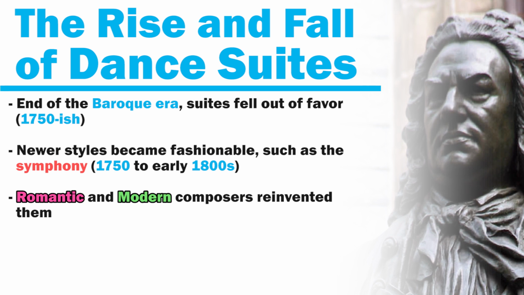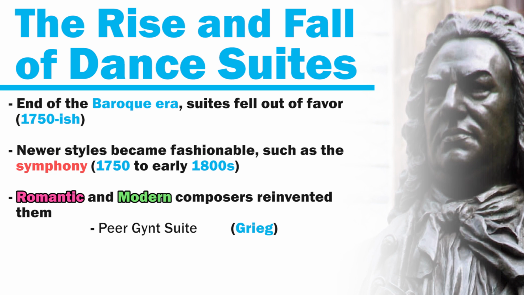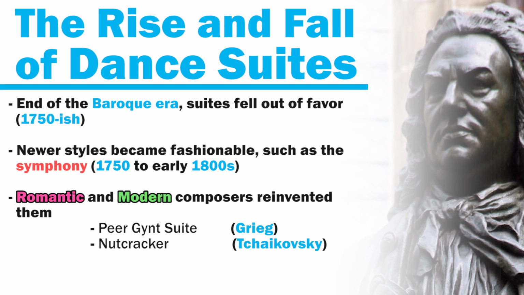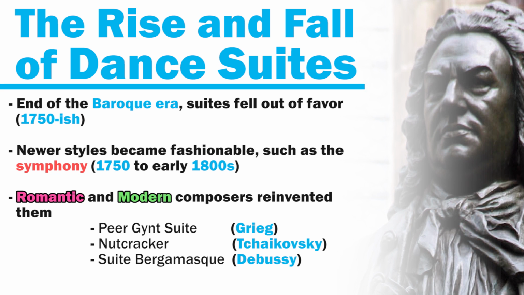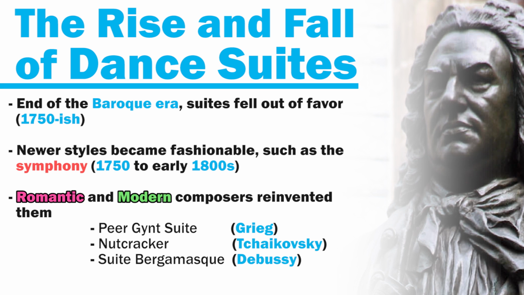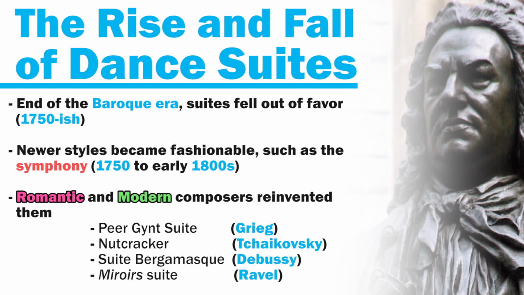So there's a lot of good examples of this, but we have Grieg's Peer Gynt Suite, which is Romantic era. You have another Romantic era, Nutcracker Ballet by Tchaikovsky. And then you have guys like Debussy, who wrote Suite Bergamasque, which is an Impressionist example. And Ravel composed his Mirrors Suites, both of which were for the piano.